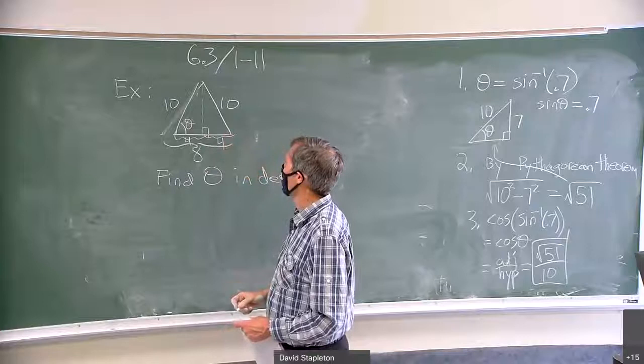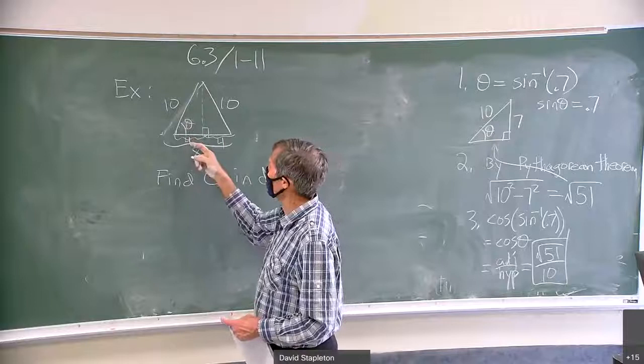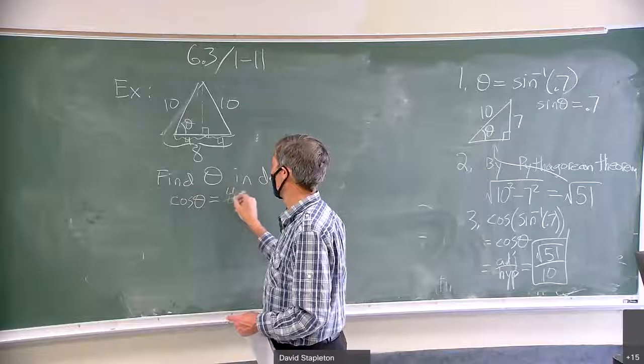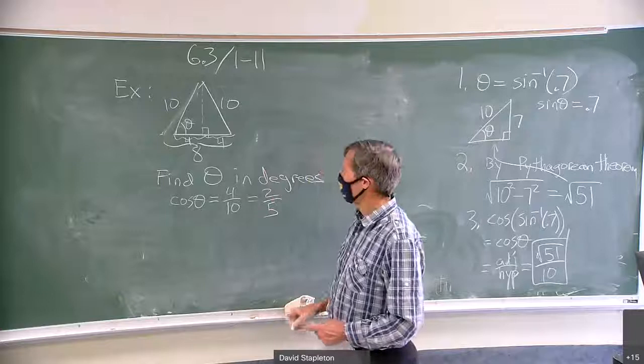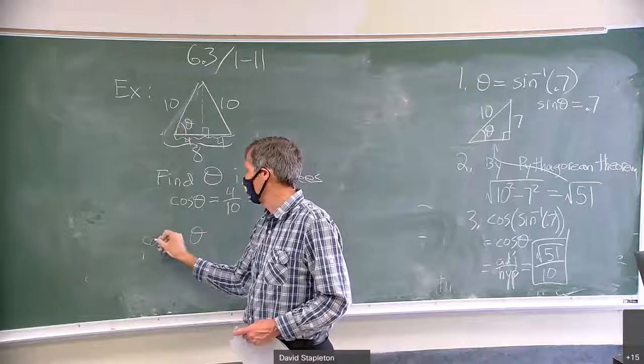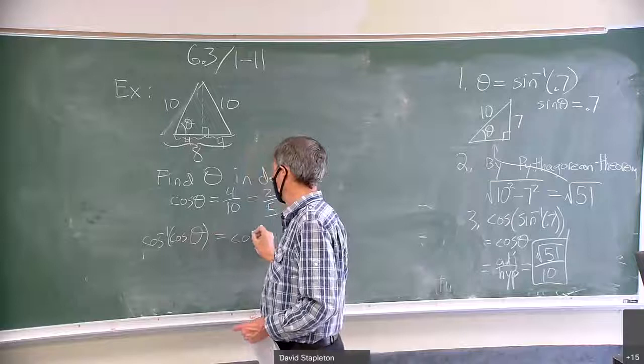Now I'm asking myself, what's that angle theta? Well, I notice that cosine theta is adjacent over hypotenuse. All right, cosine theta equals 4 over 10, which reduces to 2/5. So the angle, since it's in a triangle, must be the inverse cosine. Remember, I can take the inverse cosine of the cosine. And what is that? It's taking the inverse cosine of both sides.